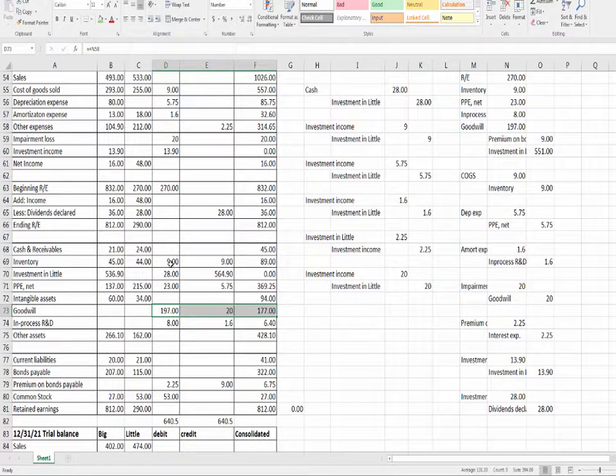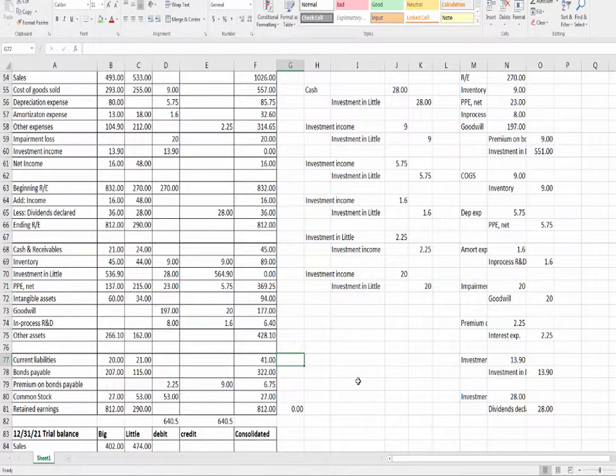Same thing with the inventory. The inventory's all gone. We created 9, we took away 9. That inventory differential is gone. The property, plant, equipment net, we created 23, took away 575, so we've got about $18, $17 left.